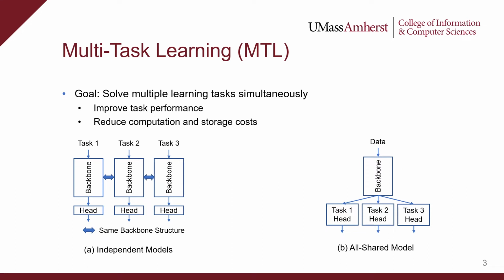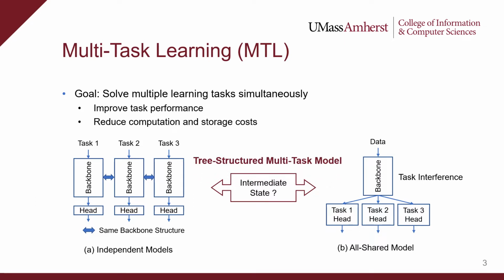A common practice of designing multitask models is to share the whole feature extractor, or we say backbone, across tasks, then feed into separate task-specific heads. However, oversharing information between tasks can cause task interference and accuracy degradation. Therefore, it becomes a major challenge to identify a good intermediate state between independent and overshared architectures, namely a partially shared architecture. Such a partially shared architecture is also called a tree-structured multitask model.